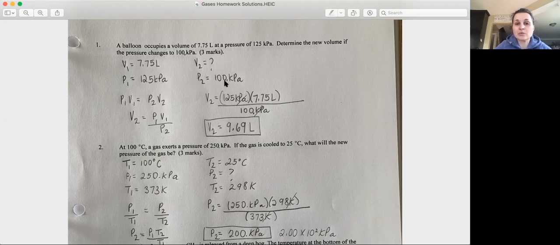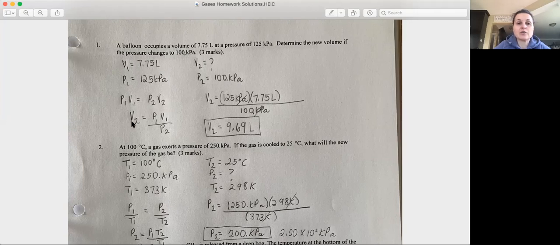My final pressure is 100 kPa. Okay, and we're counting all three of these as being significant digits like we do in our chemistry course. So I've just put the decimal after to make sure that we know all three are significant. And we're looking for V2, so that's our question mark. Okay, so our formula that we're going to use is P1V1 equals P2V2.